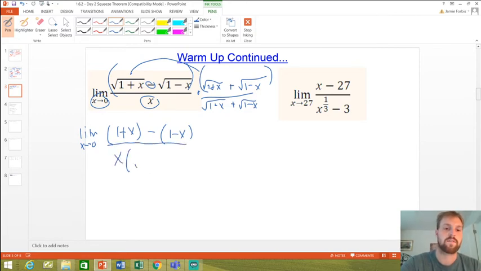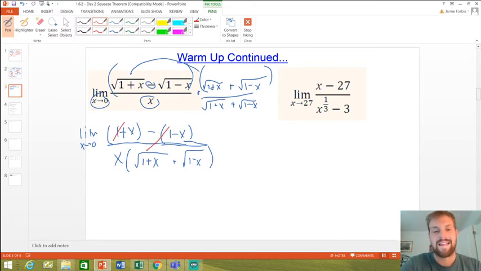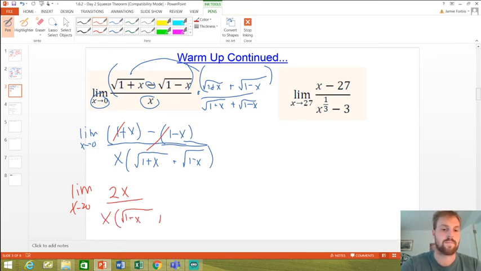And on bottom I have x, and then the square root of 1 plus x, plus the square root of 1 minus x. So conjugate pairs are your best friend here. And you're going to notice some nice things happen for us. So 1 minus 1 goes away, and I'm left with x minus negative x on top, which is just going to be 2x. So I've got the limit as x approaches 0 of 2x on top, and on bottom I have x times the square root of 1 plus x plus the square root of 1 minus x.